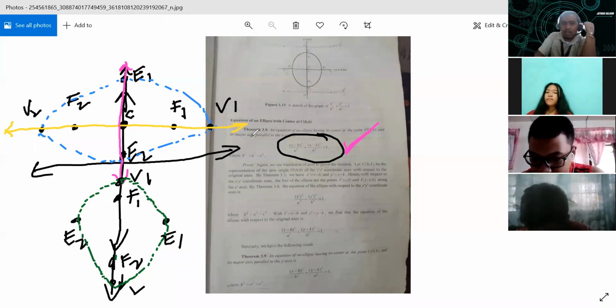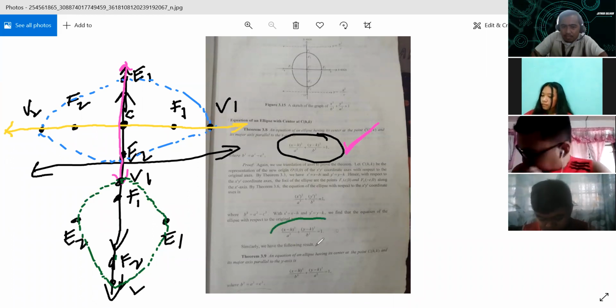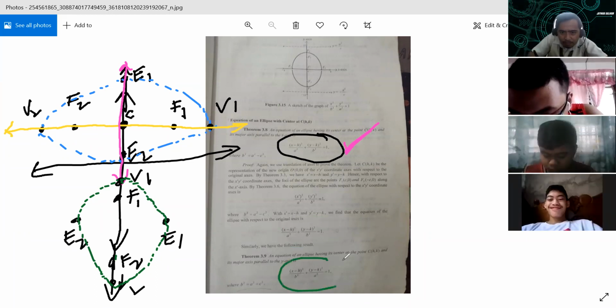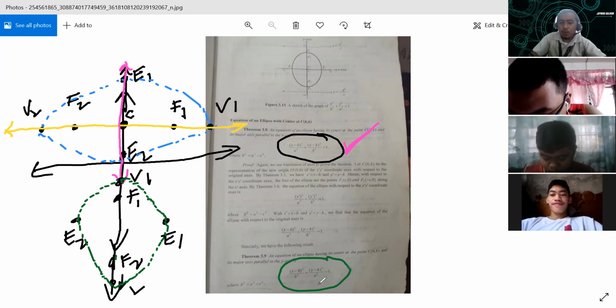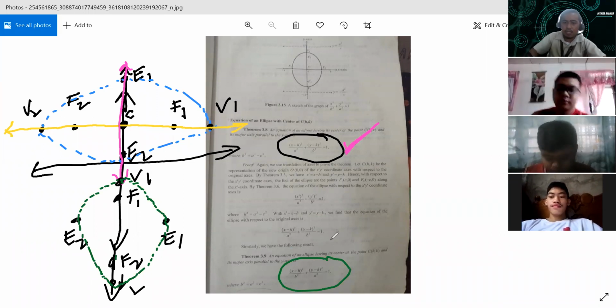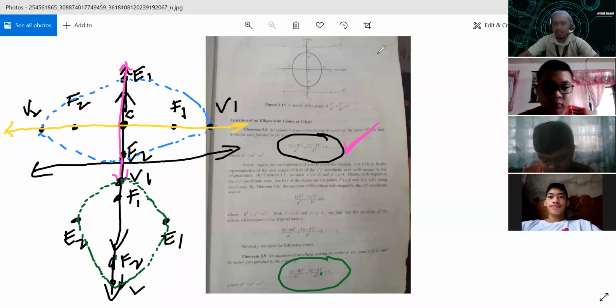Got it? If your major axis is parallel to your y-axis, or exactly lying in the y-axis, then your standard form will be given by this. Always bear in mind, not that one, but this one. The a squared should be in the denominator of y. These are the formulas that you need to remember. Any questions before we proceed? We will give an example. Walay pangutana?